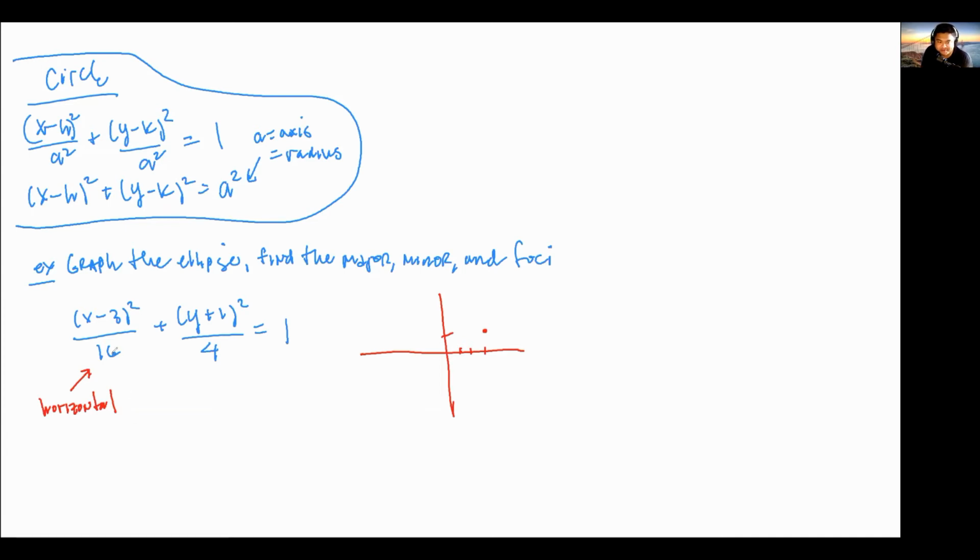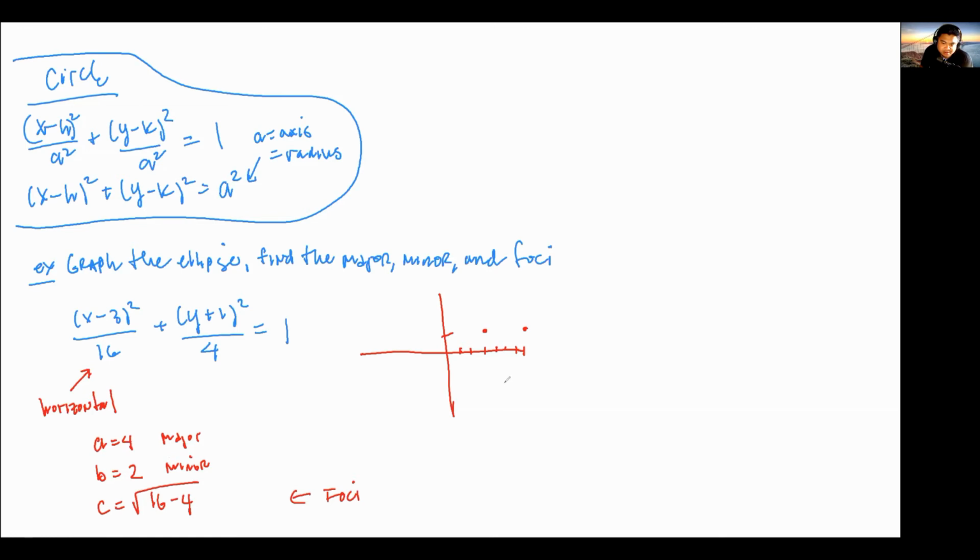This now tells us that if this is 16, then it's going to go 1, 2, 3, 4 to the right, because then A is 4, B is 2. We still don't know what C is, but we know C is defined to be the square root of 16 minus 4. So we have our major, we have our minor, and here is our foci.